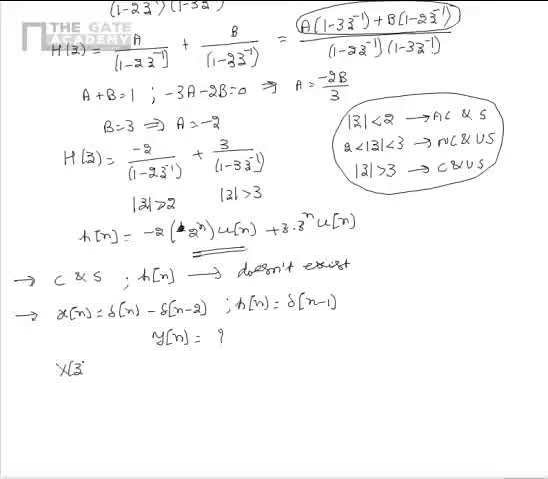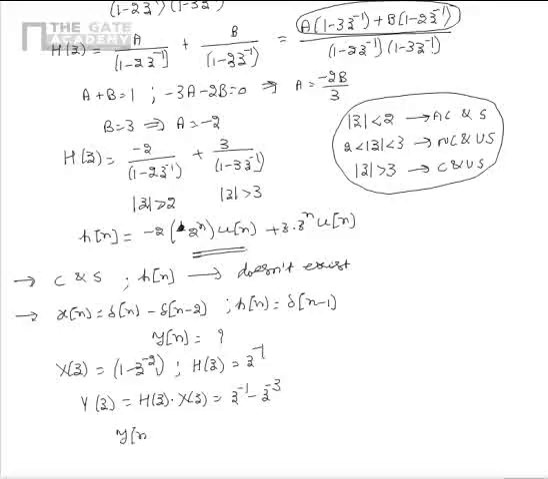The z transform of the input X of z can be written as 1 minus z power minus 2, and the z transform of the impulse response, that is the system function, can be written as H of z is equal to z inverse. From this, we can write that the z transform of the output Y of z is equal to H of z multiplied by X of z. This is equal to z power minus 1 minus z power minus 3.